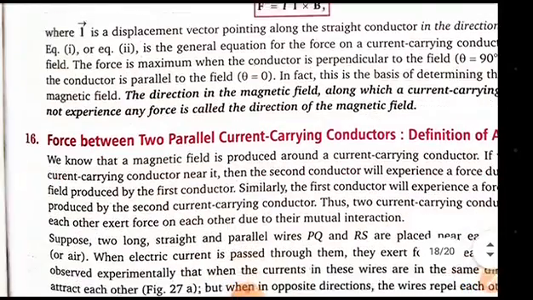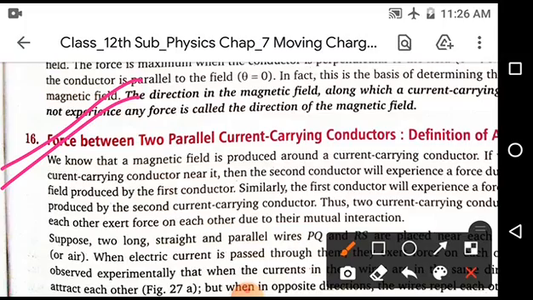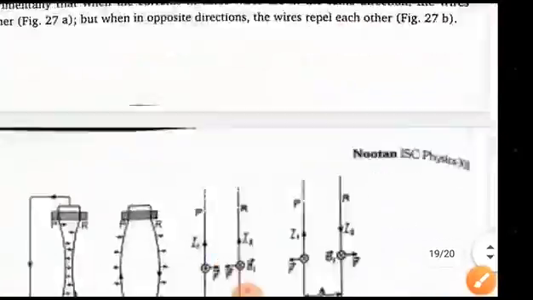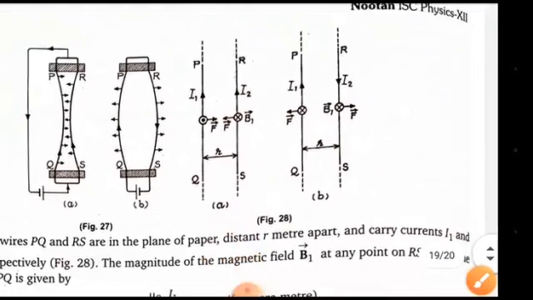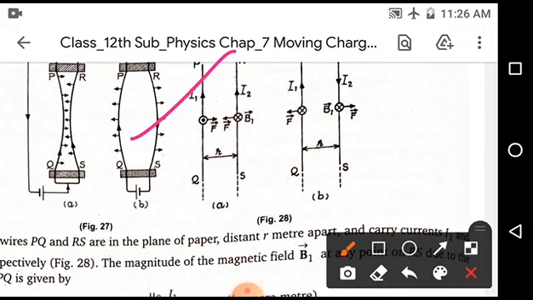Now students, we will discuss here force between two parallel current carrying conductors. If we take two conductors which are parallel to each other, then the force works in two different ways. If the direction of current in both conductors is the same, then the force between these two conductors will be attractive, that means both attract each other. And when the direction of current is opposite, then the repulsive force takes place.